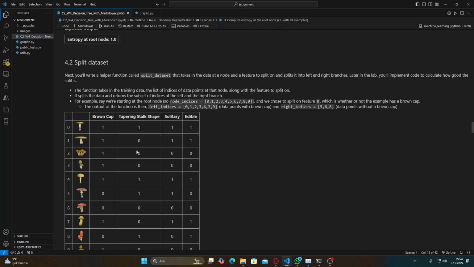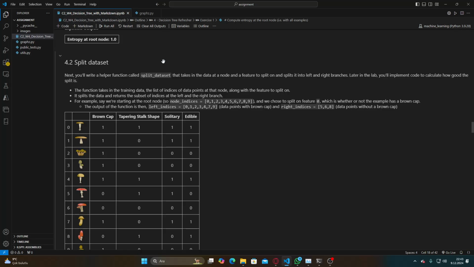And next, splitting the dataset. You will write a helper function called split_dataset that takes the data at a node and a feature to split on, and splits it into left and right branches. For our decision trees, we are dividing into left and right branches. The function takes in the training data, the list of indices of the data points at any node, along with a feature to split on. It splits the data and returns a subset of indices at the left and the right branch.